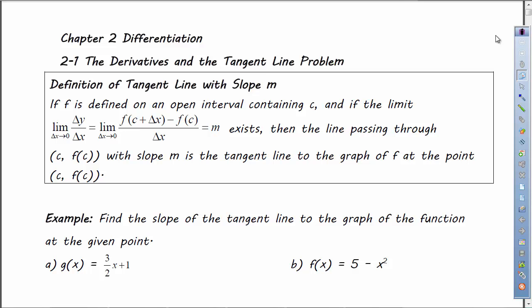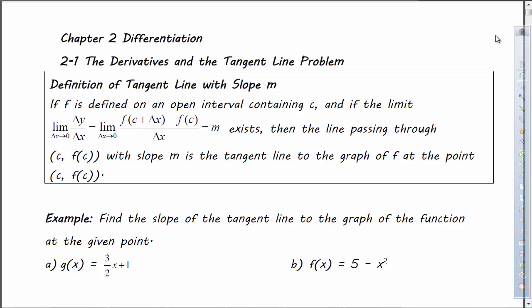We have finally made it to chapter 2. We have spent a good bit of our time talking about limits, and for the most part, for now, limits are behind us. But we will see here in just a second why we even had to have this discussion on limits, so that we can understand what the derivative is and how we find it. And that's what we're going to look at first.